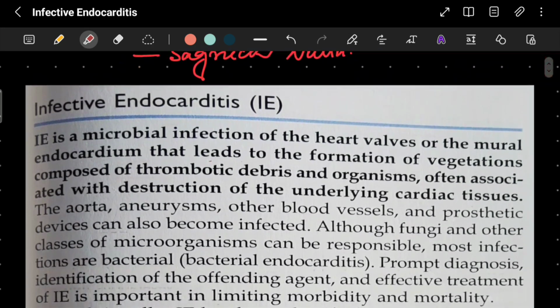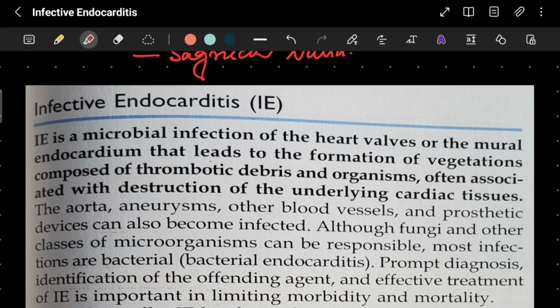So let us first just understand the basics. As the name suggests, it's infective and it's endocarditis. So infective should deal with something related to an infection. So there must be some organism causing an infection, and endocarditis, as the name suggests, must be inflammation associated with the endocardium. So let us just get into the details. What are the things that we need to know in this case?